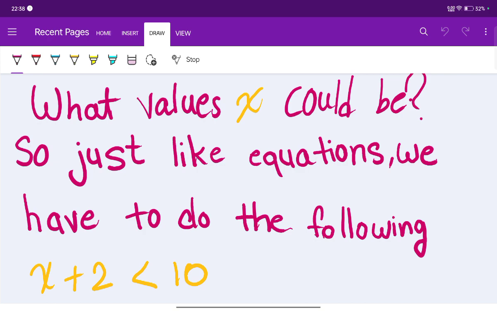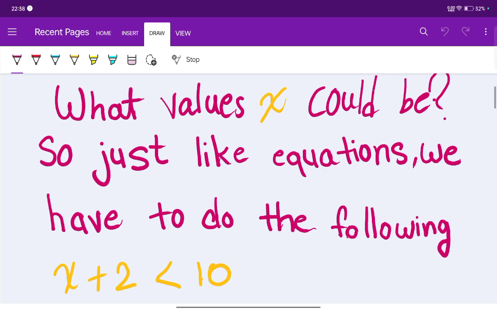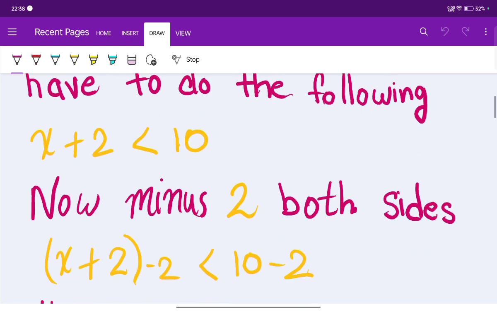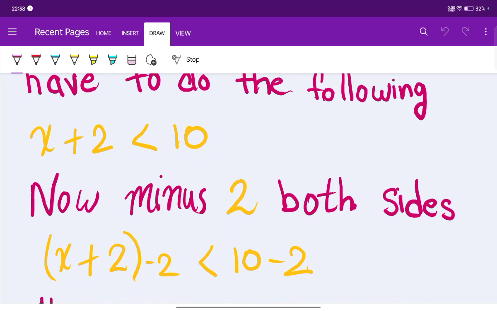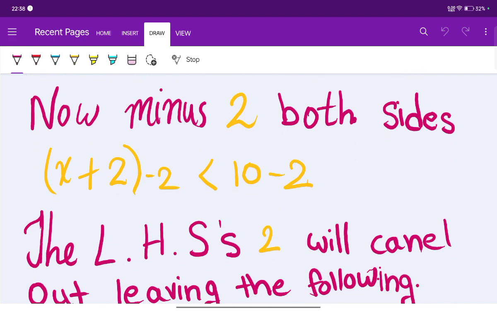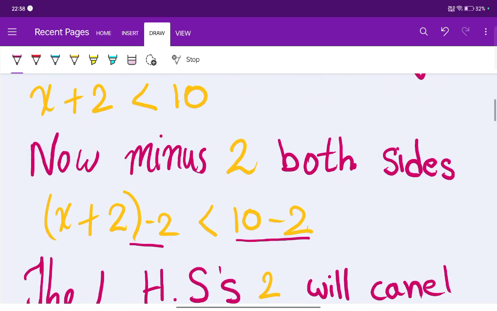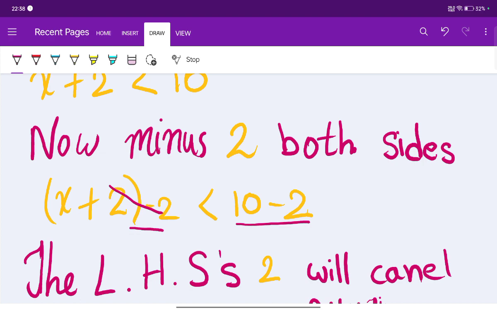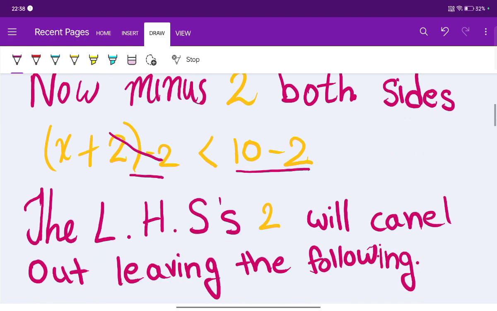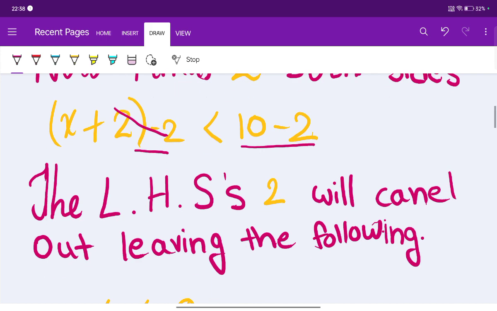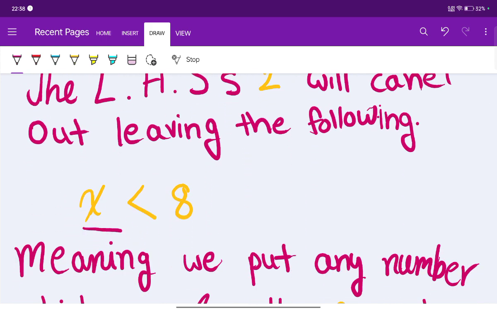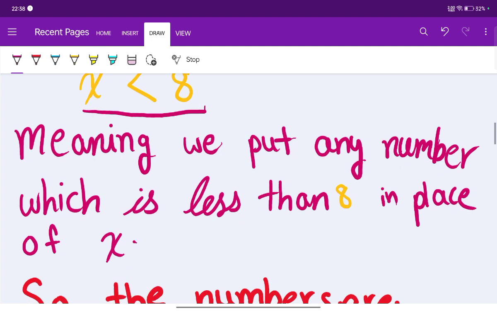So just like equations, we have to do the following. x plus 2 is less than 10. Now we will subtract 2 from both sides. So on the LHS, the 2 will cancel out, leaving the following. So x is less than 8, meaning we can put any number which is less than 8 in place of x.